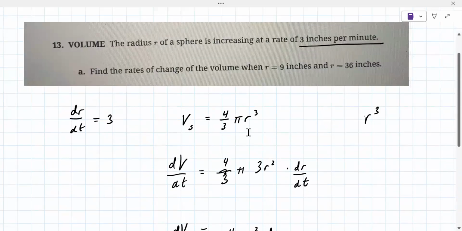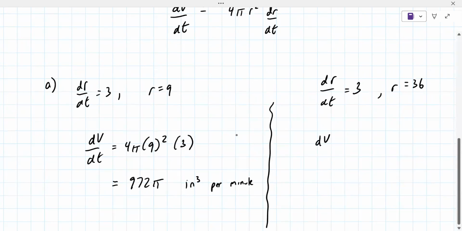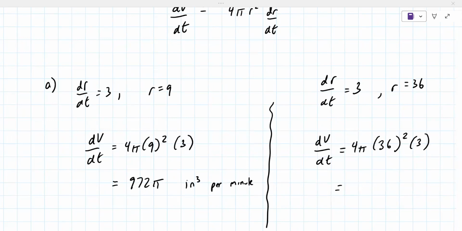It would be in inches cubed, so it would be inches cubed per minute. And then on the right here, dV/dt is 4 pi 36 squared times 3. It's obviously going to be a lot larger, but I think they're just asking you to compare what's going on here. So this is 15,552 pi inches cubed per minute. And that's everything for part A.